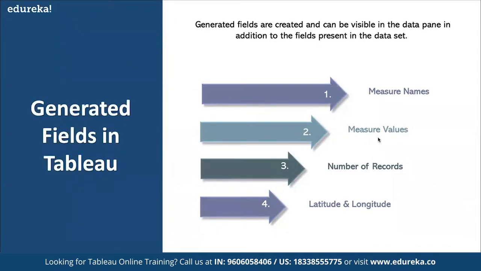There is measure values, which will contain information about the data present in each and every measure. It contains the values, the actual numericals. Number of records is an automatically generated field again, which will help us understand the total number of records that are present in that data connection.